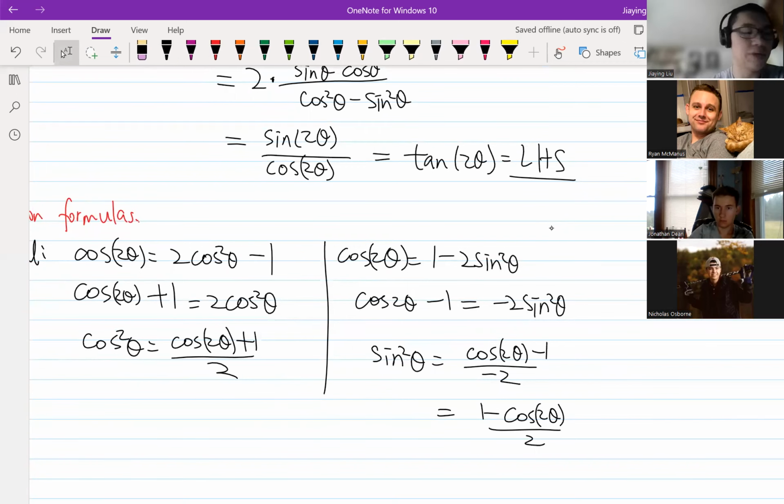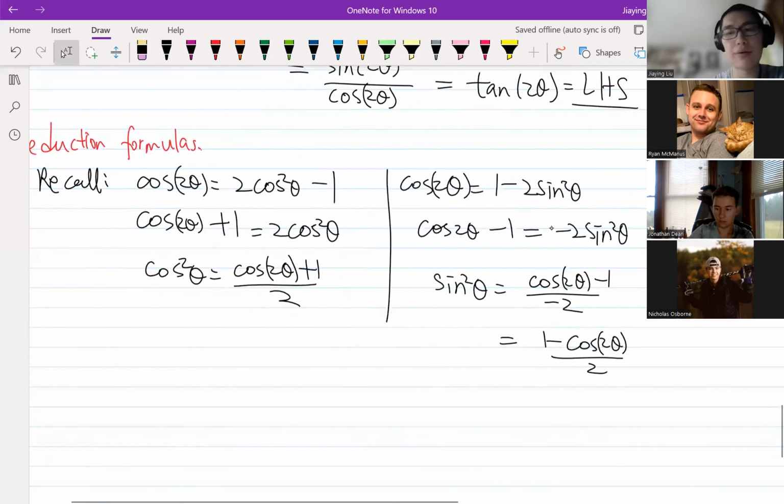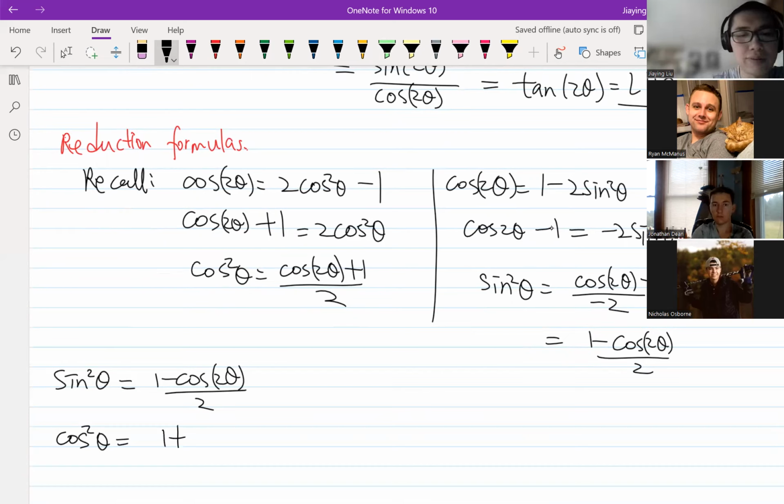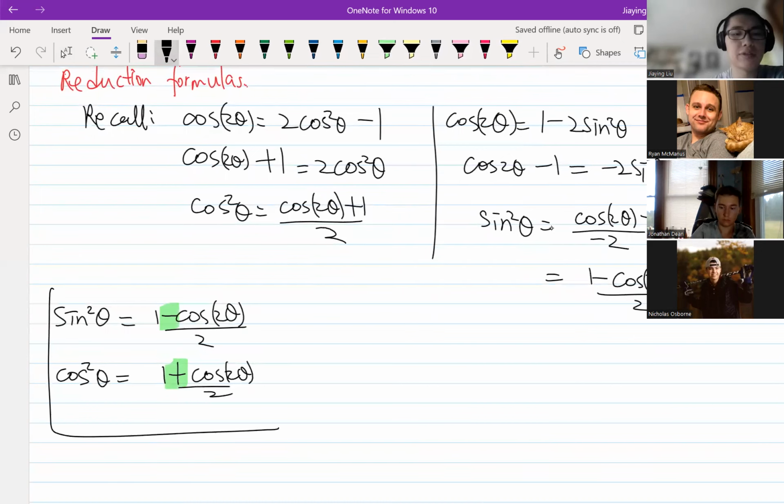So those two are actually the reduction formulas that we can use to reduce the power of a given expression. Let me just rewrite them. So we get sine squared theta equals 1 minus cosine 2 theta over 2. And cosine squared theta is equal to, instead of writing cosine plus 1, I'm going to write 1 plus cosine 2 theta over 2. The only difference between those two equations is the operation in the numerator. One is addition, one is subtraction. But they all come from the cosine double angle formula.